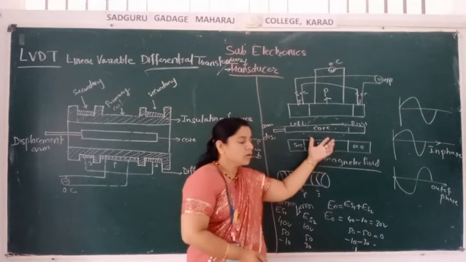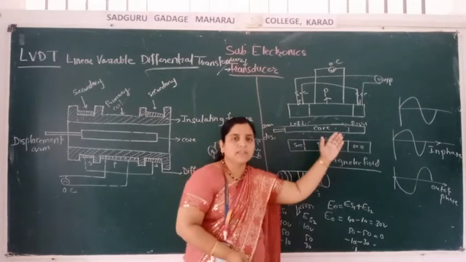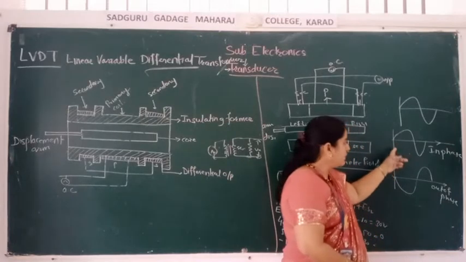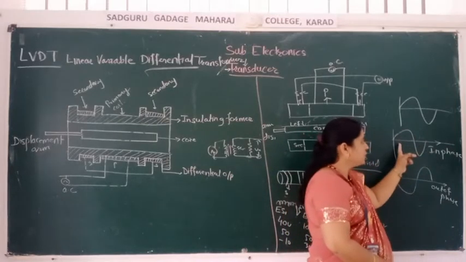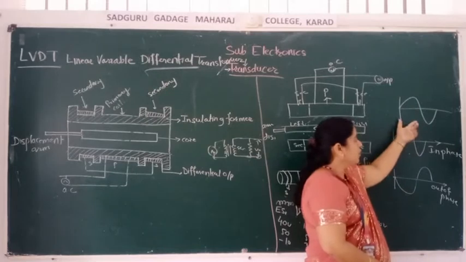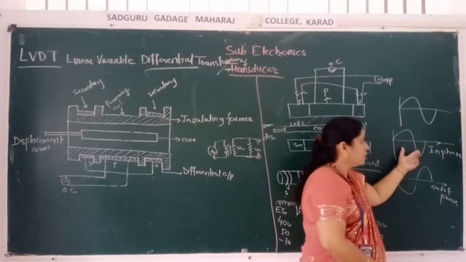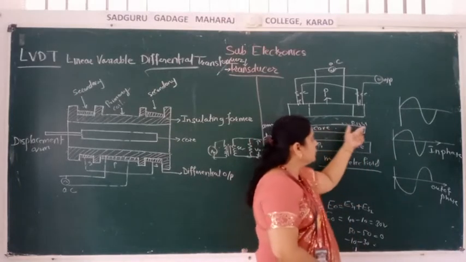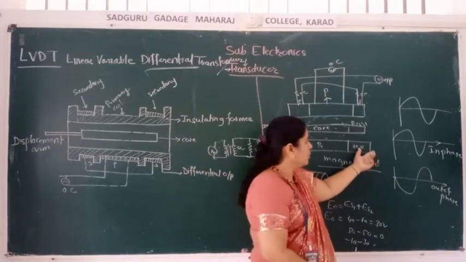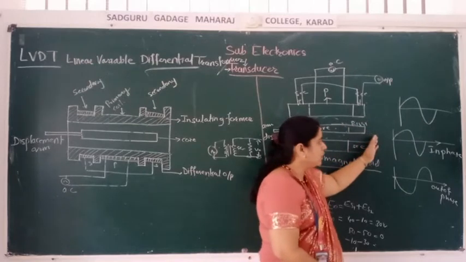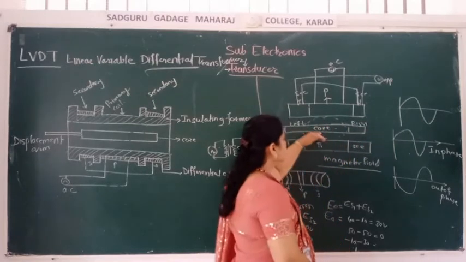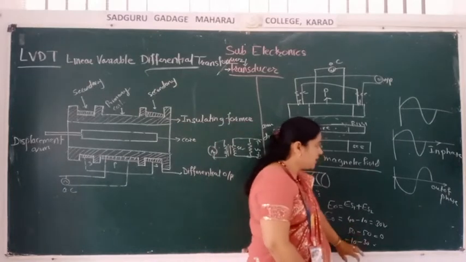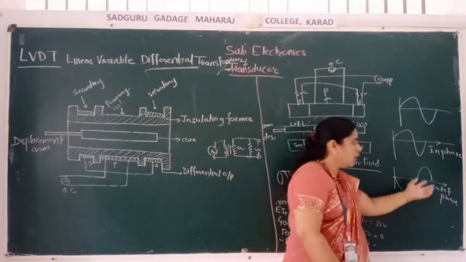If this core is moved toward the right side, then the output will be in phase. For in phase, this will be the waveform. This is the original waveform, and exactly the same waveform will be obtained at the output because the core is moved toward the secondary on the right side. Therefore, the output will be in phase. If this core moves to the left side, then what happens? We get a negative voltage, which means the output is out of phase.